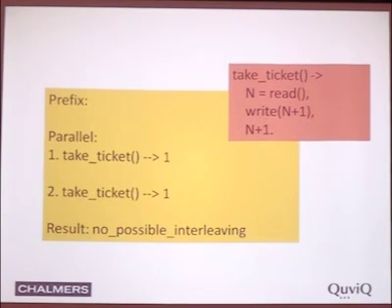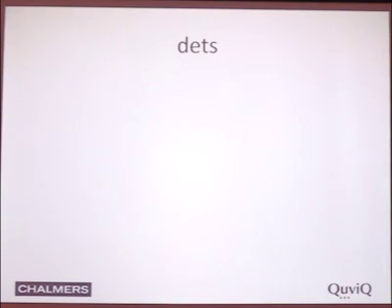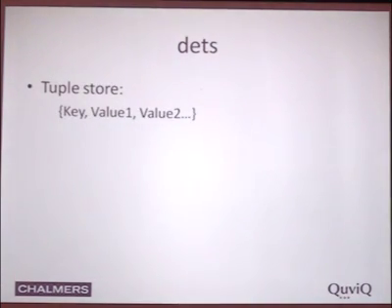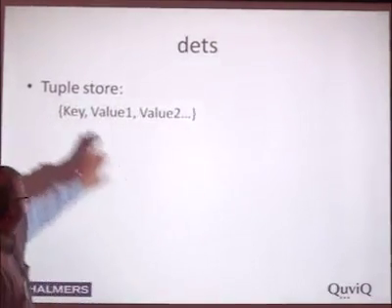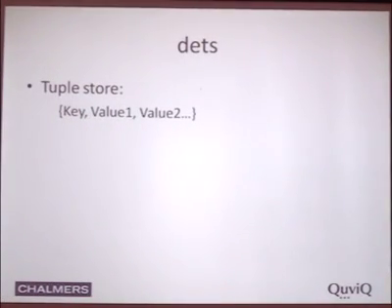Okay, so let's apply this to dets. Dets is a tuple store. So each table contains a collection of tuples, one field of which, often the first, is the key.